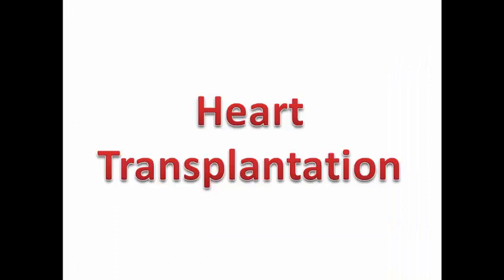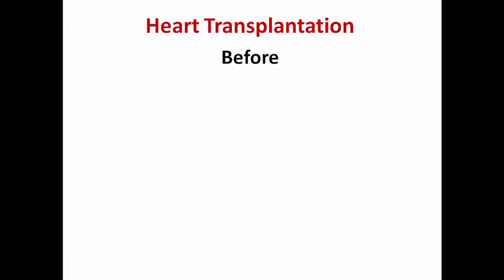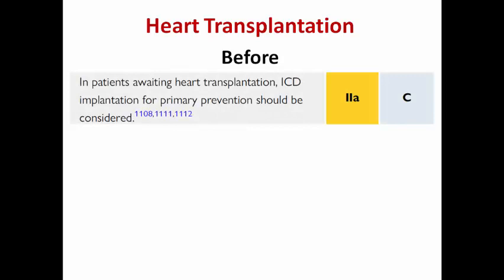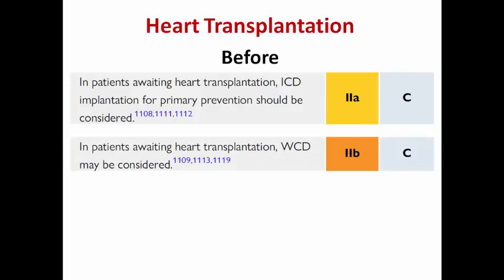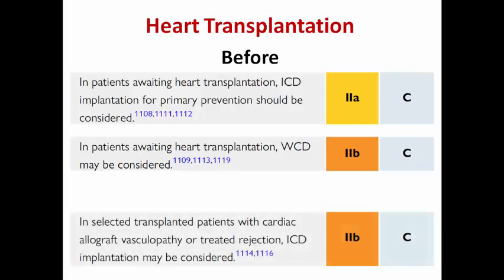For those awaiting heart transplantation, ICD has a class 2A for primary prevention in patients on the waiting list for transplantation, and wearable cardioverter defibrillator has just weak evidence as class 2B. After transplantation, selected patients with cardiac allograft vasculopathy or treated rejection have the class 2B for ICD implantation.